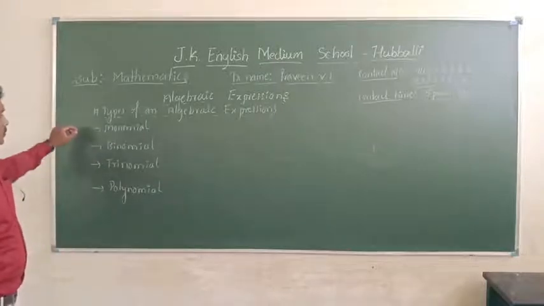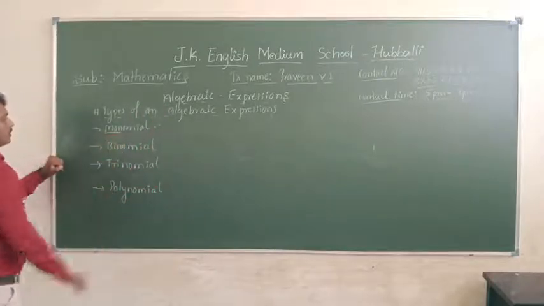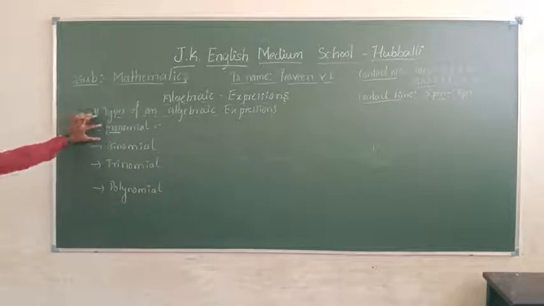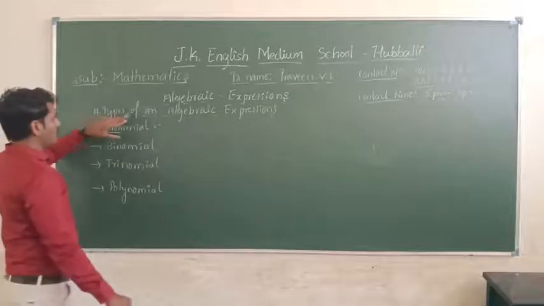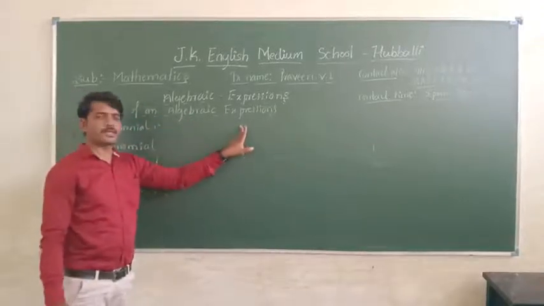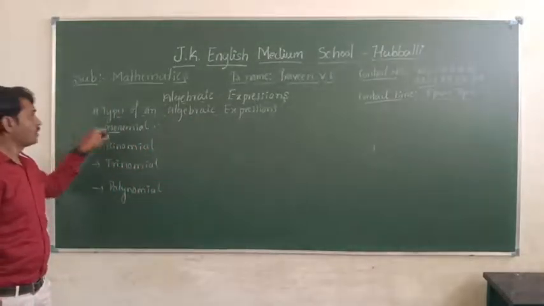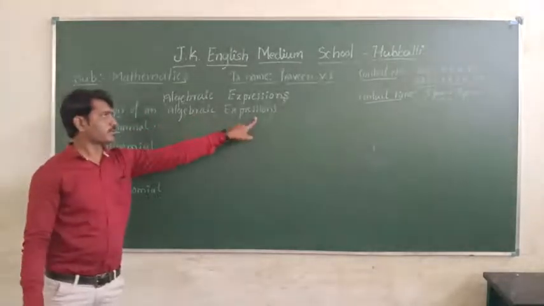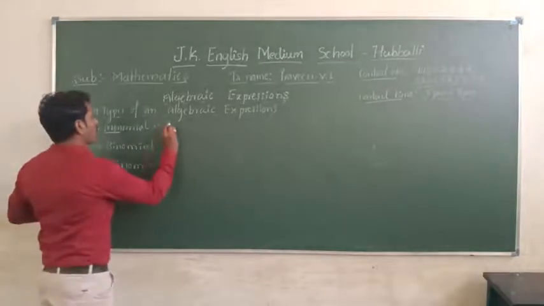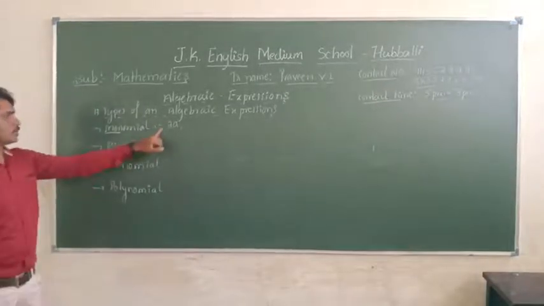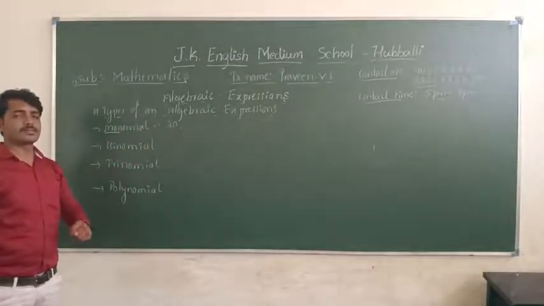So let us go to their definitions. First one, monomial. Mono is nothing but single, nomial means nothing but term. Means an algebraic expression which contains only one term is called monomial. For example, 2a. 2a is not separated by plus or minus. That's why we can easily call it a monomial.